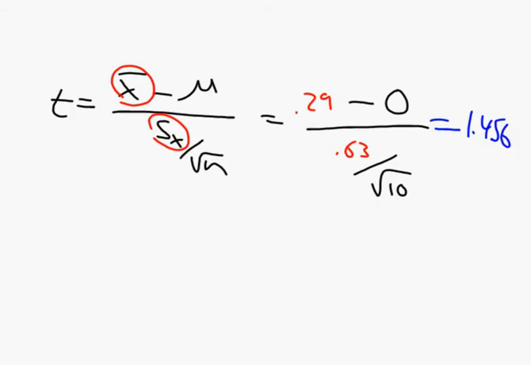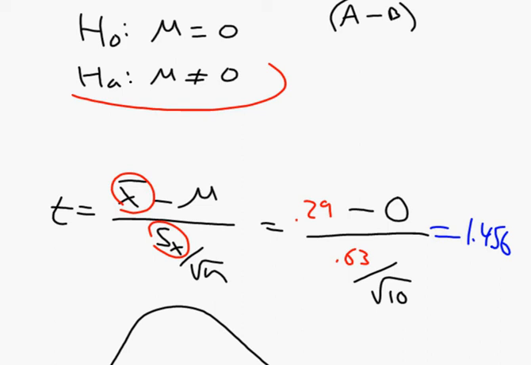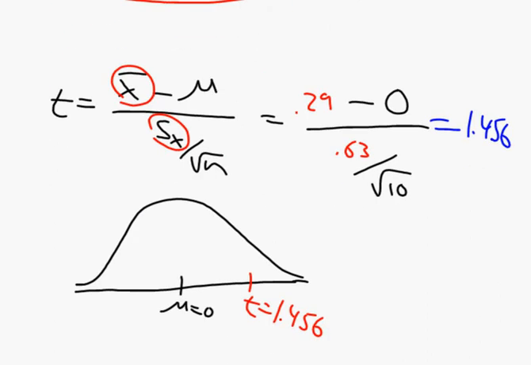All right, so we're ready to draw a picture here. So here's our t-distribution, which looks like a normal distribution, but we know it's really not. We know it's a little bit wider and a little bit shorter. Mu equals 0 in the middle. And we have a t-score, a t, that equals 1.456. Now, be careful. This is a two-sided test. Alternative hypothesis is not equal to. So you have to know that you have to go and make another t-score like this, symmetrically.